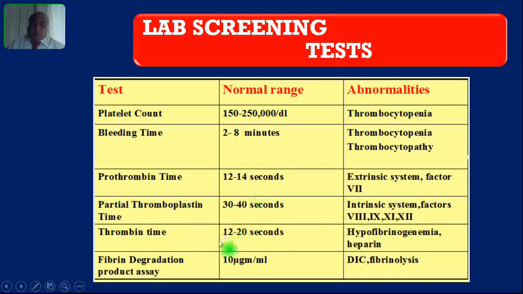Thrombin time, the normal is 12 to 20 seconds. This will be low in case of hypofibrinogenemia, and in case of heparin, this will be increased. Actually, it's not low, this will be increased, thrombin time. The fibrin degradation product assay, normal is 10 microgram per ml. This will be abnormal in case of DIC and in fibrinolysis.